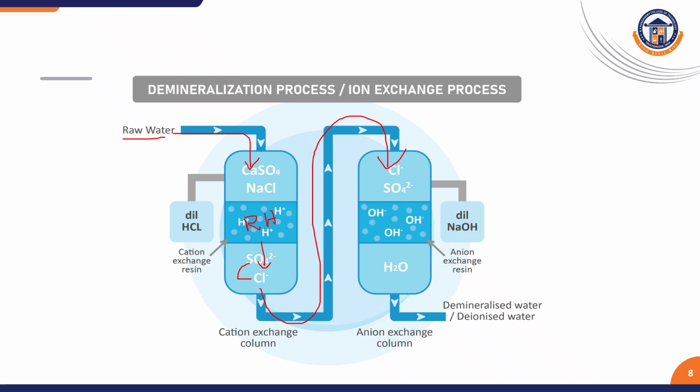In the second chamber, we are having ROH. This ROH will replace the sulfate and chloride, so that after this chamber we are getting pure water over there, which we call demineralized water or deionized water. So this cation exchange column and this anion exchange column are explained over there. Here dilute HCl is used for regeneration of the cation exchange resin. Here dilute NaOH is used for the anion exchange resin.